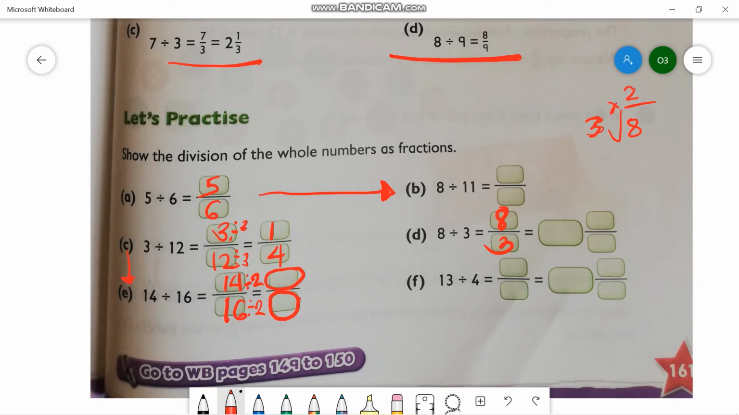2 times 3 is equal to 6. And 8 minus 6 is 2. So we got 2, remainder 2. So we can write here the quotient, the remainder, and our denominator will be our denominator as well. Okay, so this letter D is the same with letter F. So you have to answer letter F.